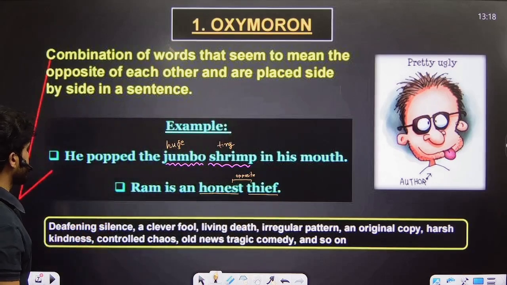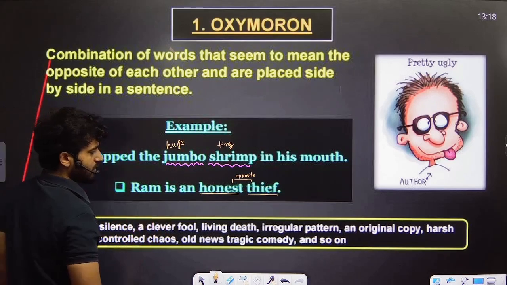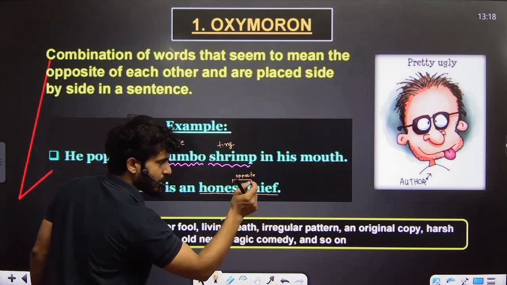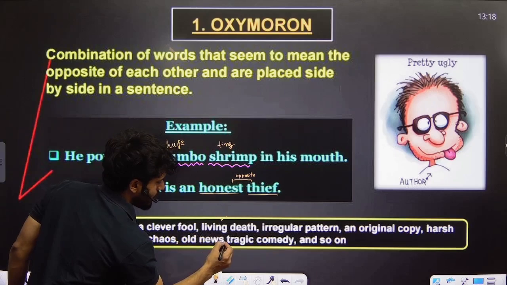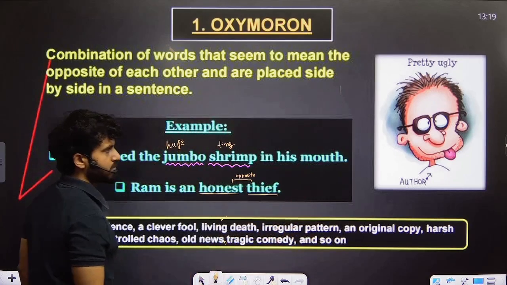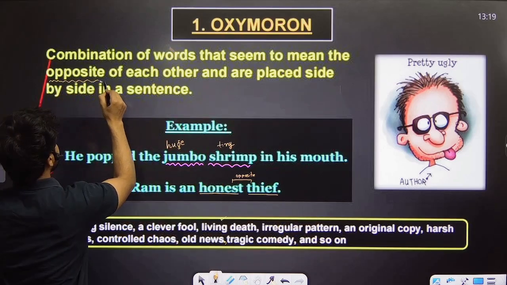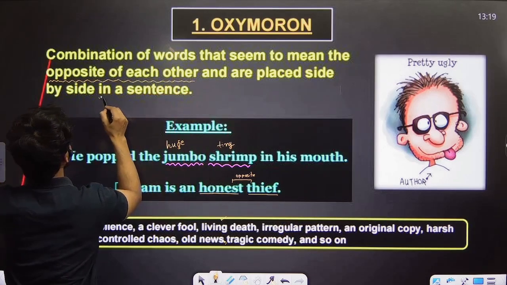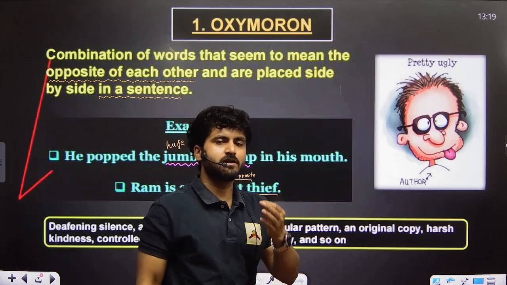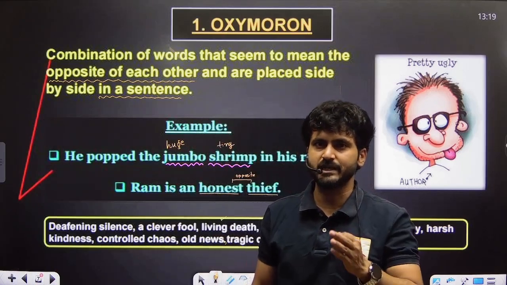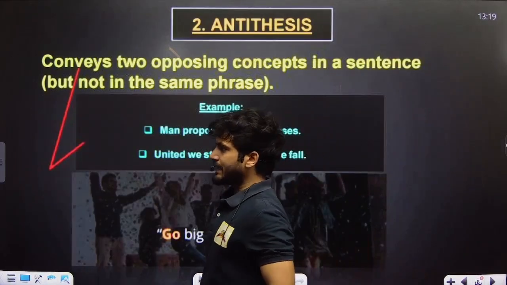So some regular patterns which you can see in oxymoron cases are deafening silence, a clever fool, living death, irregular pattern, an original copy, a harsh kindness, controlled chaos, old news, tragic comedy, and so on. So you need to remember in the case of oxymoron that when two opposites are placed side by side in a single sentence, then the figure of speech used here is oxymoron. Got it? Next is your antithesis.